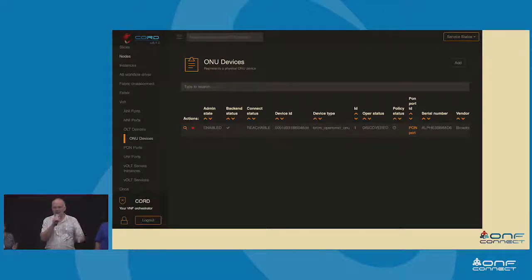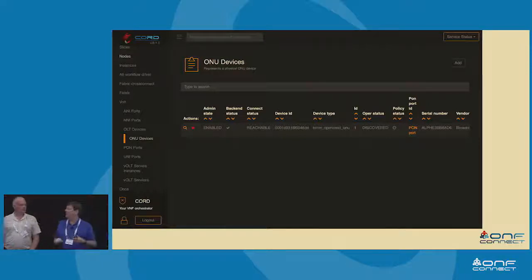Yeah. And since XGS-PON, you have 128 subscribers per 10 gig. So the splitting ratio is 128. And working for Tibit, I would suggest just to fully load it anyway.